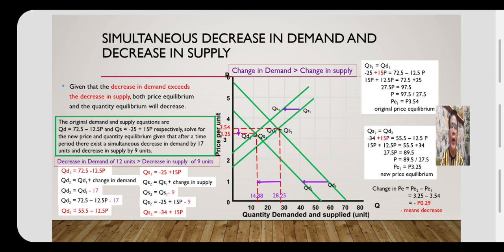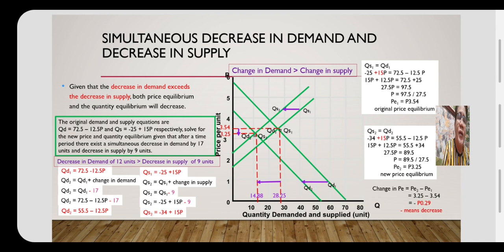So we have negative 70 as the value of change in demand because there is a decrease in demand by 17 units. And since the original demand equation is given by 72.5 minus 12.5P, we can now have the new demand equation as equal to 72.5 minus 12.5P minus 17. And to simplify, we can now have 55.5 minus 12.5P as the new demand equation.